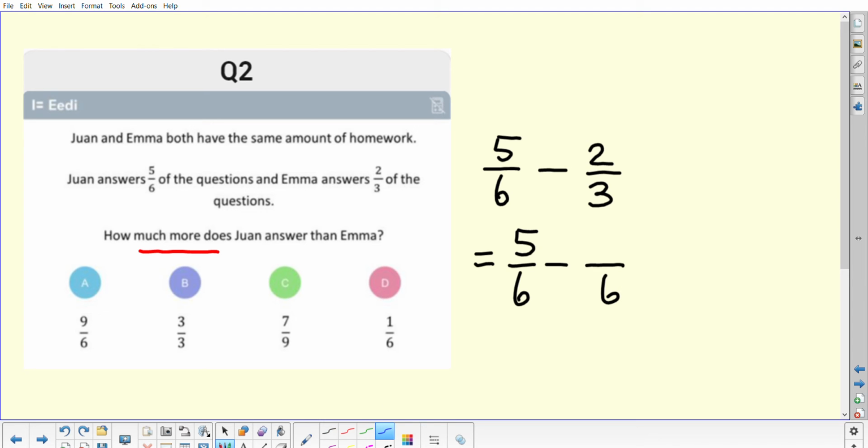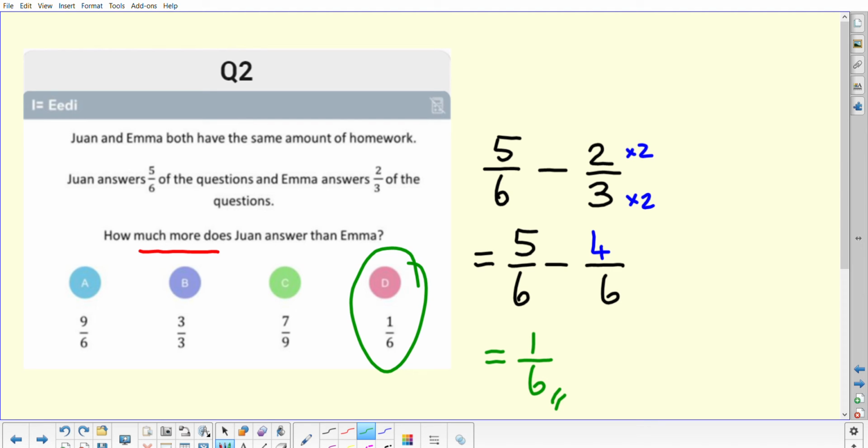So that first fraction doesn't need to change, but the second one does. We've changed from 3 into 6 by times by 2, so we need to times the top number by 2 as well. So 2/3 is the same as 4/6. If you subtract those two terms from each other, remember it is just the top numbers that you subtract, so 5 minus 4 is 1, and that's all over 6, so your answer would be 1/6, which would have been answer D.